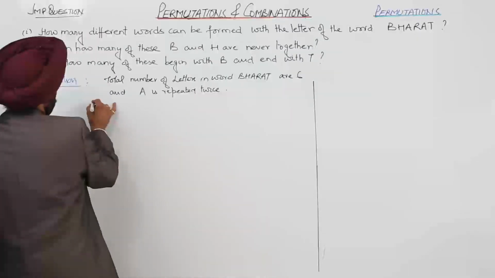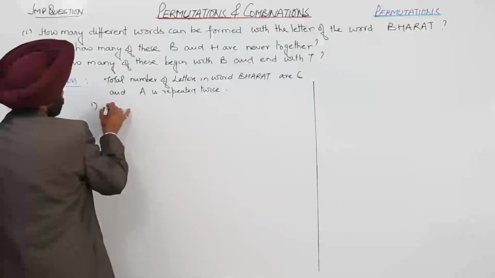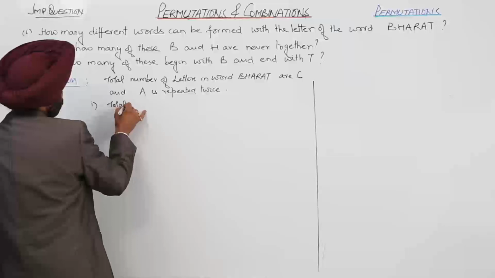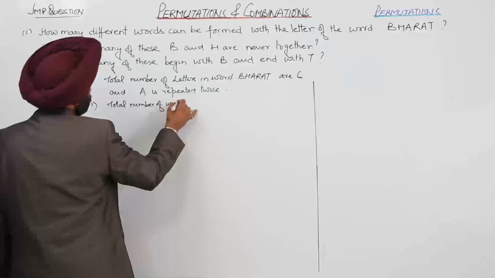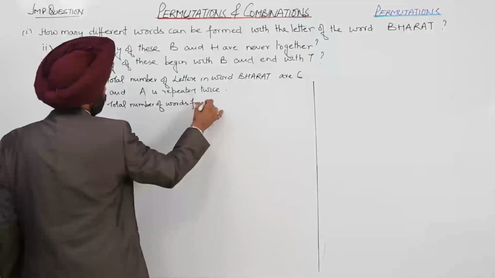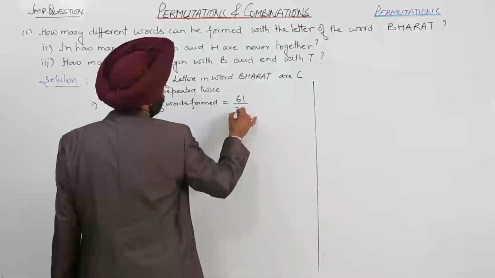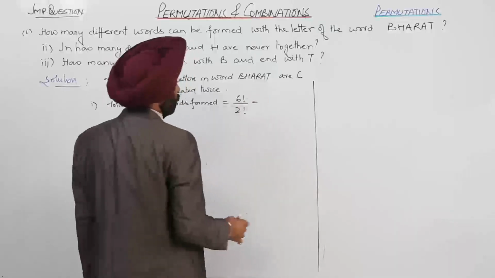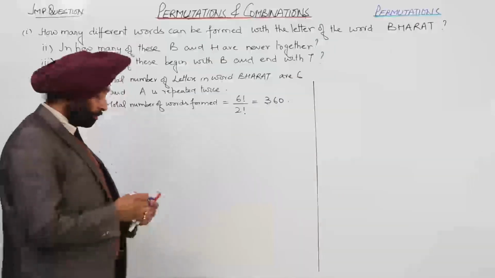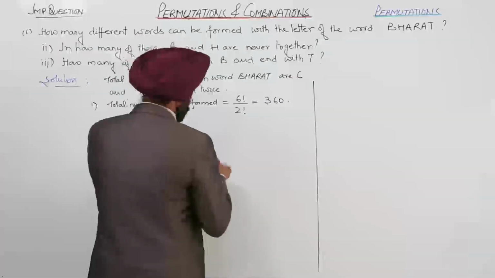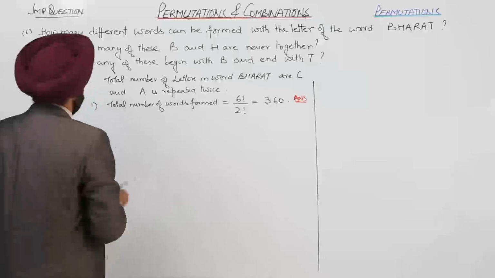Okay. Now number 1. Number 1 is how many different words can be formed. Now the total number of words formed is equal to 6 factorial upon 2 factorial. Now on solving we will be getting this as 360. Okay. Number 1. Now this is the answer.